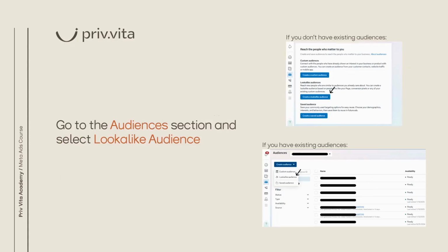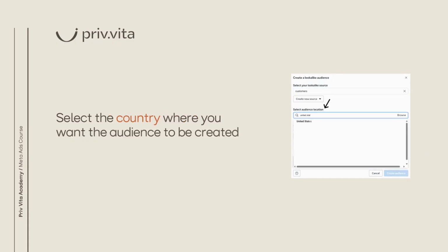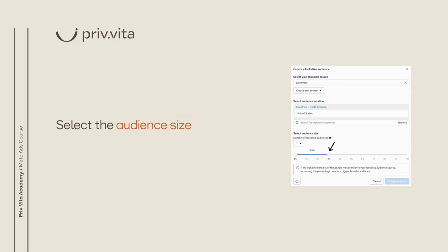In order to create one, this time select lookalike audiences on the audience section. After that, select the source audience you created, like purchasers in the last 180 days. Then select the country where you want the audience to be created. And then select the percentage.